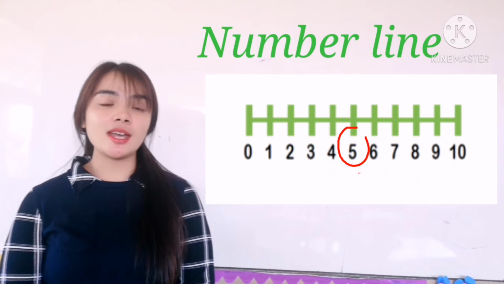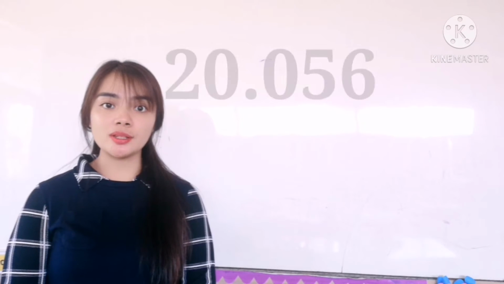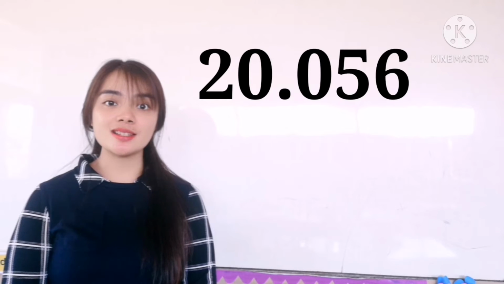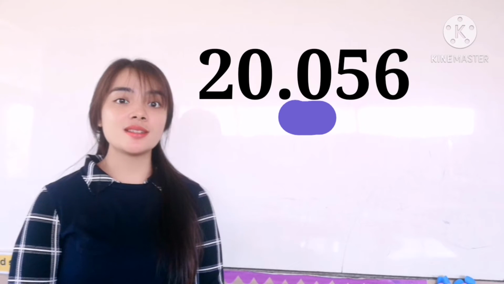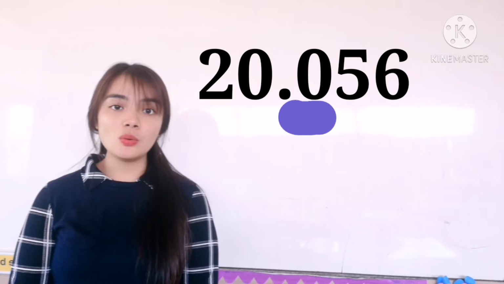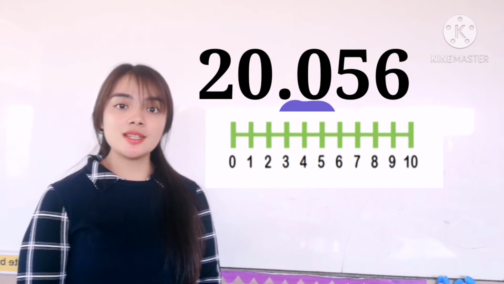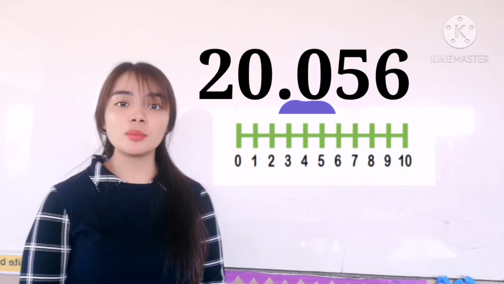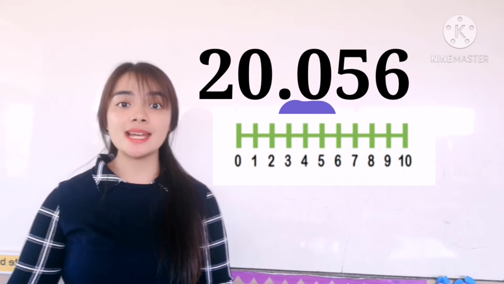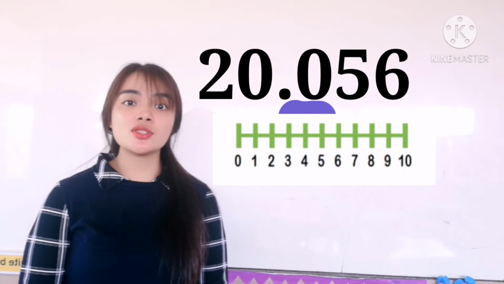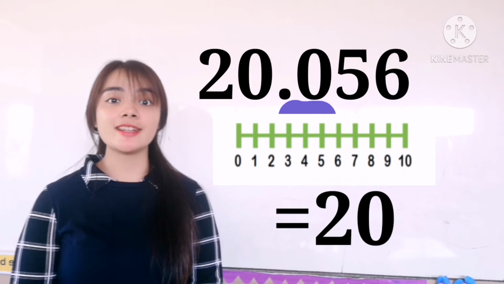Let's take a look at the first example. We have 20.056. The number in the tens place is 0. So where can we round it off? We're going to use our number line. Since 0 is the given number, are we going up to 21 or are we going to stay at 20? We are going to stay at 20 since 0 is less than 5.